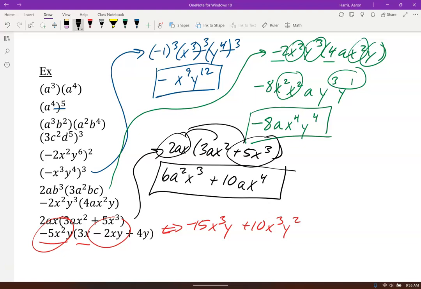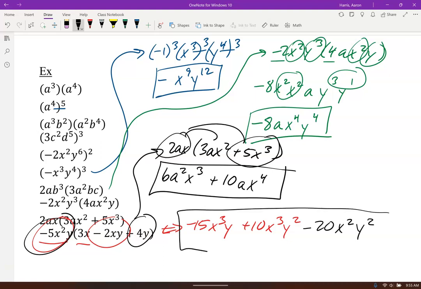And lastly, I have negative 5x squared times positive 4. Negative 5 times 4 is negative 20. X squared, no other x's. Y times y, y squared. Combine like terms if you can. No like terms there. So we end just like that.